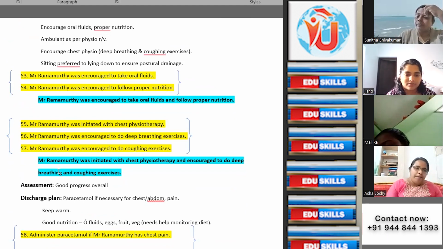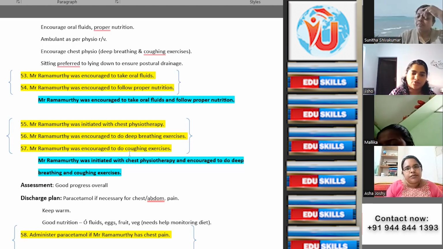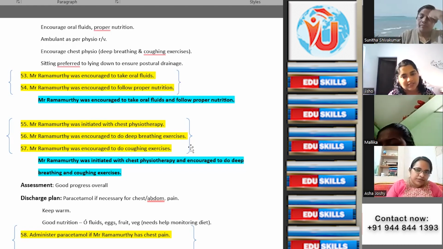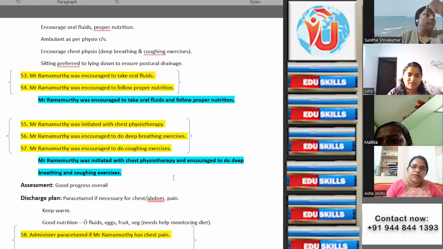Again, Mr. Ramamurthy was initiated with the chest physiotherapy. Mr. Ramamurthy was encouraged to do deep breathing exercises. Mr. Ramamurthy was encouraged to do coughing exercises. These are simple sentences. We can make it as: Mr. Ramamurthy was initiated with the chest physiotherapy and encouraged to do deep breathing and coughing exercises. And is the conjunction we used here.